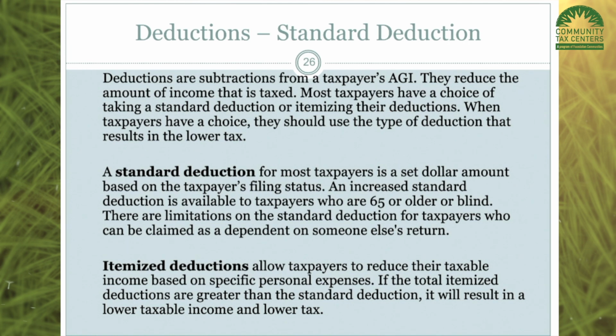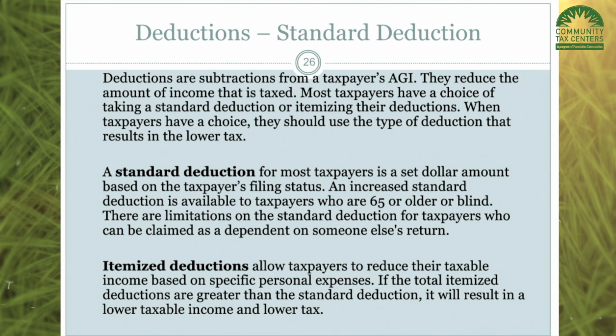So we have the standard deduction. This is the allotted IRS amount given based on a filing status. Deductions are subtracted from a taxpayer's adjusted gross income. So income minus adjustments equals AGI, adjusted gross income. Then from adjusted gross income, we're going to subtract the deductions. They reduce the amount of income that is taxed.